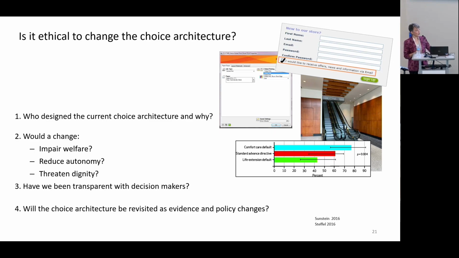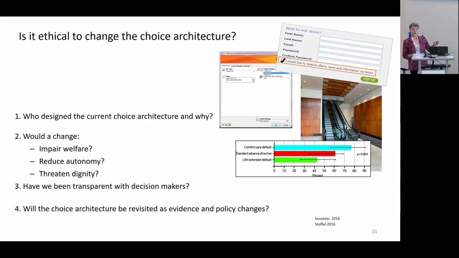And then point number 4 is something we need to be thinking about with any health and medical decision support. Do we have a plan to revisit this at some point if something changes, if evidence changes? Are we going to stay up to date with the evidence? I'm not going to say that we have answers for everything, but I think these are really useful questions for us to ask before we do any sort of intervention like this.